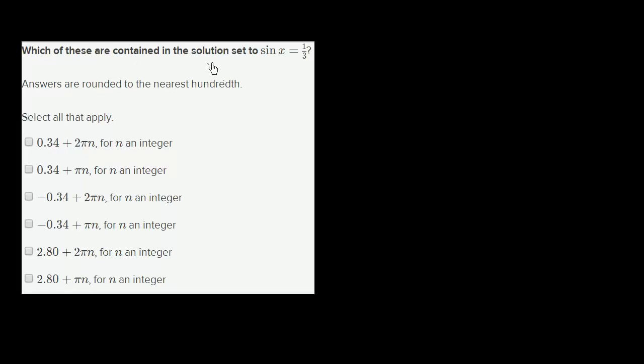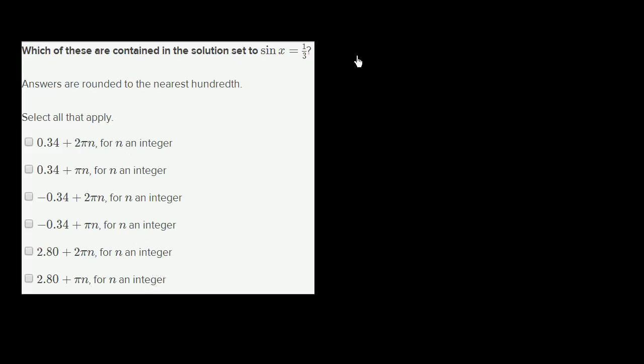Which of these are contained in the solution set to sine of x is equal to 1/3? And answers should be rounded to the nearest hundredth. Select all that apply. And so I encourage you to pause the video right now and work on it on your own. So I'm assuming you've given a go at it.